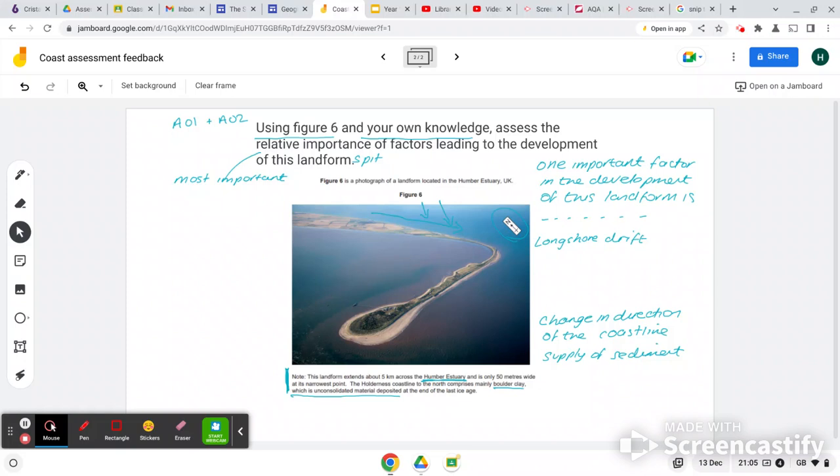At the end, you must say what the most important factor is. So at the end, you could make a comment or a statement. Overall, the most important factor is, and then whichever one.